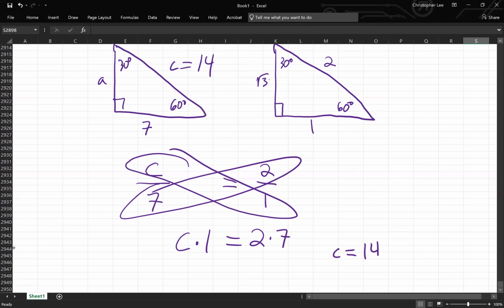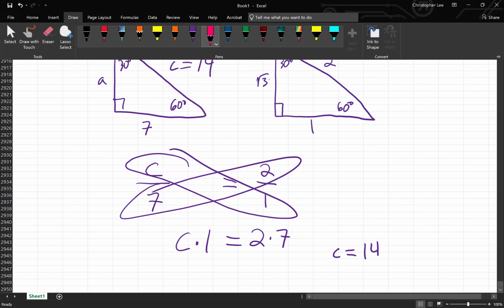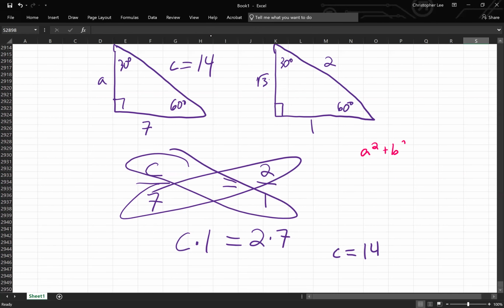So let me change my color real quick. So A squared plus B squared equals C squared. I don't know what A squared is, but I know that B squared is 7 squared, which is 49, and C squared is 14 squared. So this is A squared plus 49 is equal to, all right, I'm tapped out. I don't know what 14 squared is. Let's look at what that is. 14 squared, what is that? 196. I didn't know that.